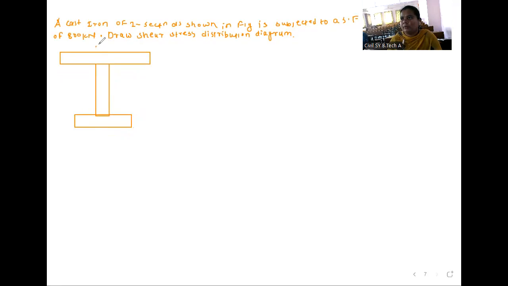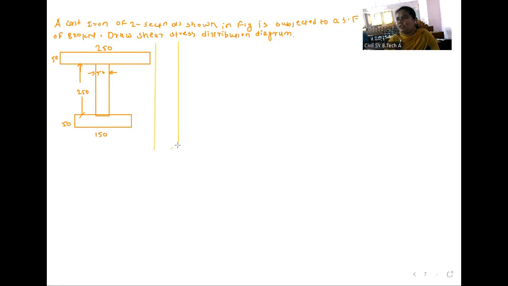So this is the 250. This is 50. His height is 250. This is 50. This is also 50. And this is 150. Okay. So same procedure we have to follow here. First we have to find out Ixx. So for that first we will prepare table here.